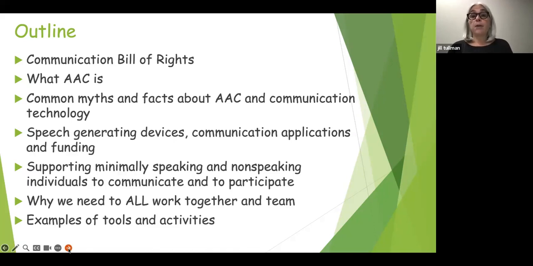We're going to talk about how to support minimally speaking and non-speaking individuals to communicate and participate fully in their environments. Going to talk about why we all need to work together and team together, and then go through just some examples of tools and activities. So I hope everyone leaves here tonight with some ideas for what to do to help those you love, live with, work with to communicate more.